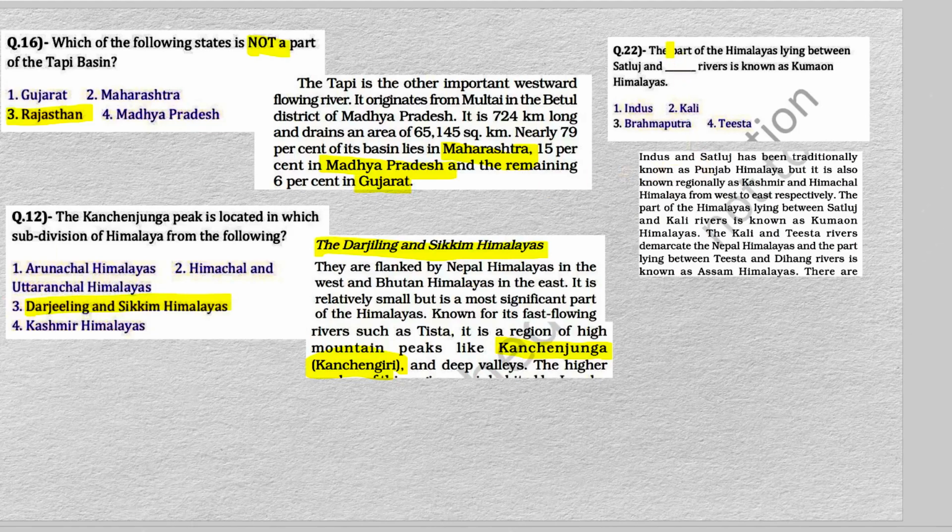The next question is, the part of Himalayas lying between the Sutlej and Kali river is known as which Himalayas? So here you can see the part of the Himalayas lying between the Sutlej and Kali river is known as the Kumaon Himalayas, and there are other types of Himalayas you can read in the NCERT.